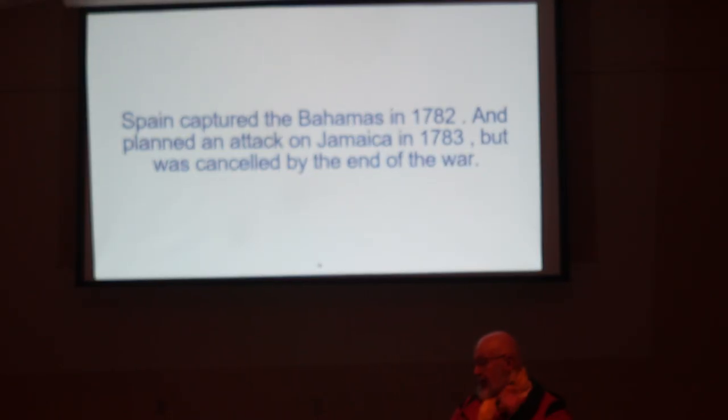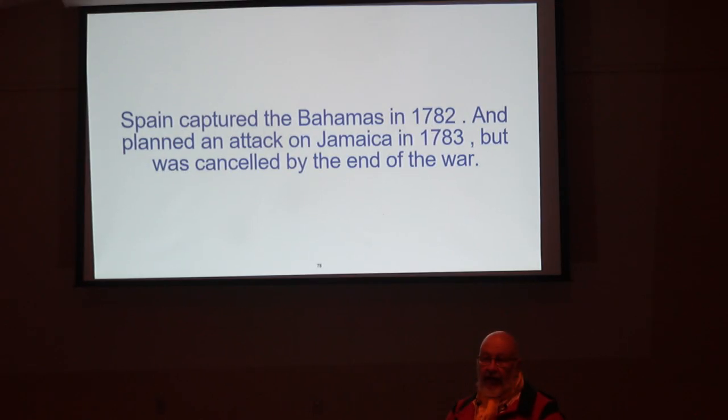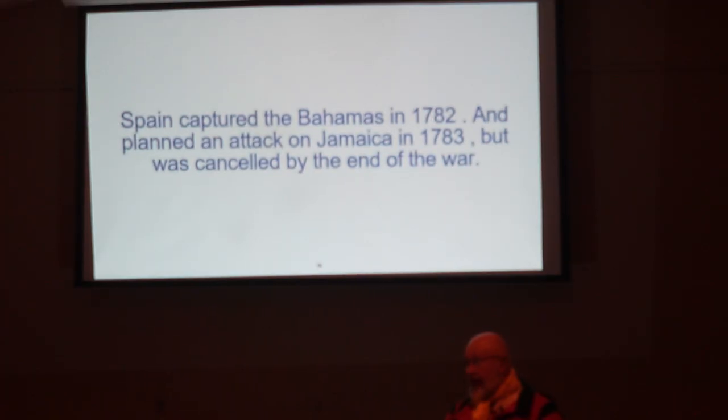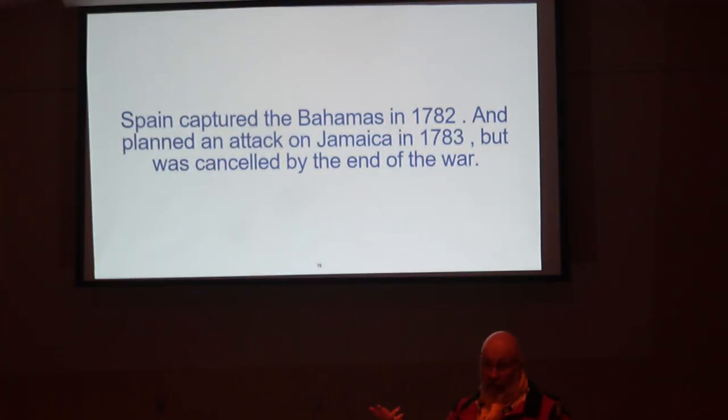Spain captured, Galvez captures the Bahamas in 1782 and plans on taking Jamaica, 1783. The Treaty of Paris that ends the American Revolution stops the taking of Jamaica, and the British do get the Bahamas back, obviously.